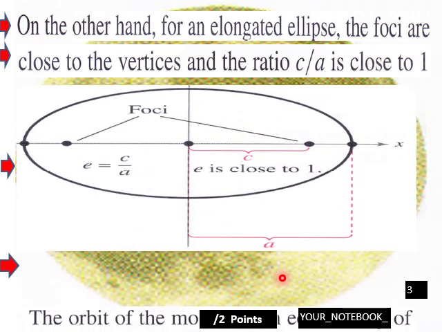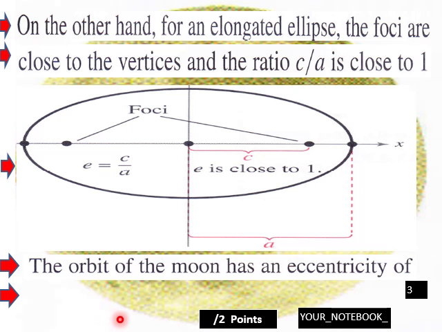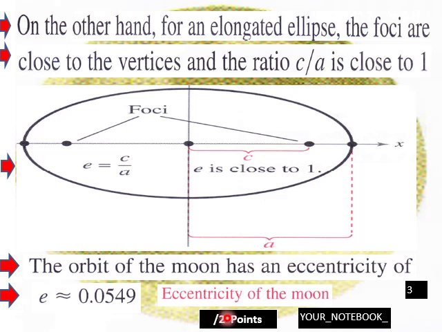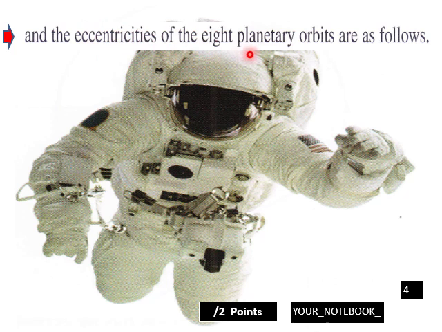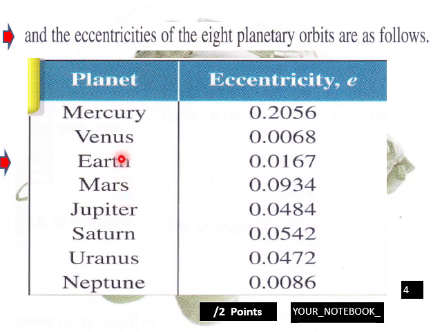The orbit of the moon has an eccentricity of E equals 0.0549. So it's a pretty circular orbit around the Earth. That would be your eccentricity value for the orbit of the moon. And the eccentricities of 8 planetary orbits are as follows. So we get an eccentricity value for these planets. Here they are.